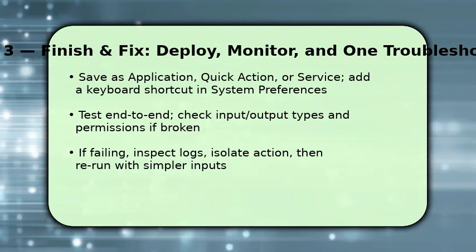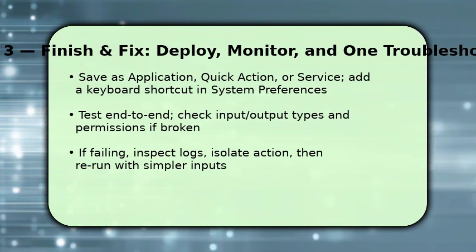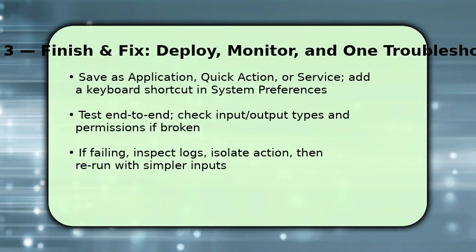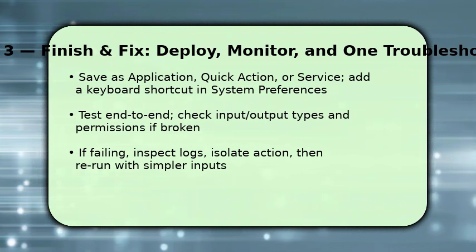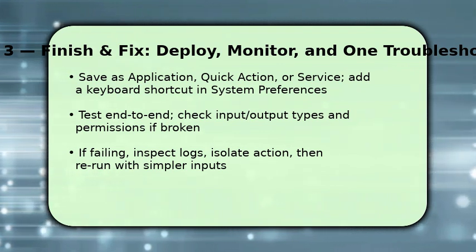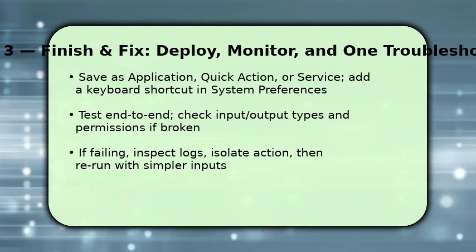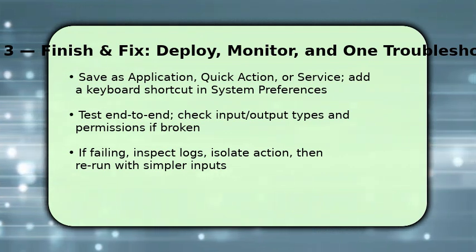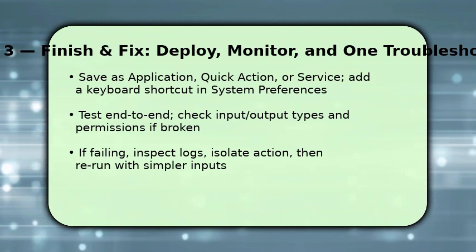Then test the full process end-to-end with representative files. If something breaks, make sure input and output types match, and confirm permission prompts were accepted. A key troubleshooting tip: isolate the faulty action by disabling later steps, inspect logs, and rerun with simpler inputs to pinpoint the problem.